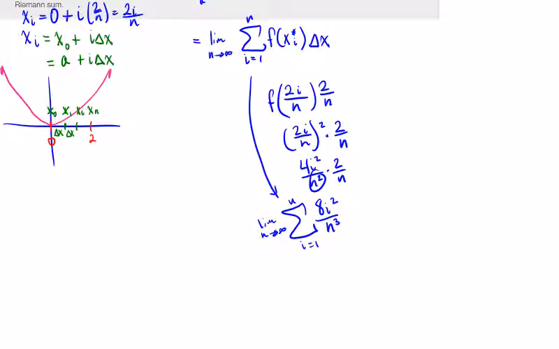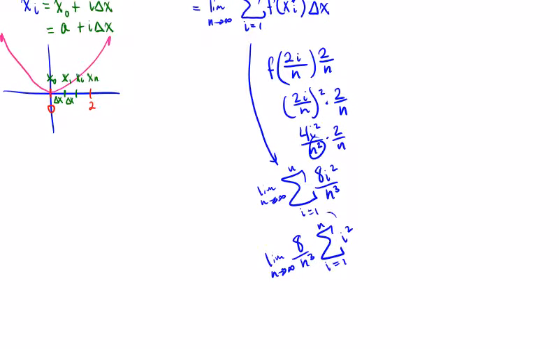So now, remember, we want this in terms of I, and everything else I'm going to bring out to the front. So I'm going to bring the 8 over n cubed out to the front, and I'm going to leave the I squared term on the inside. We have our limit as n approaches infinity.